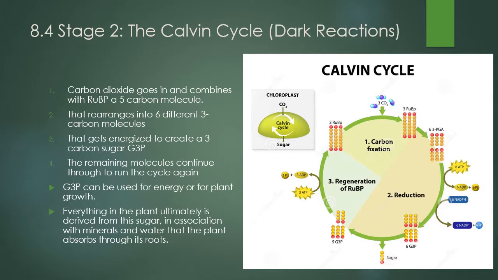Essentially, the main thing to keep in mind is that you're taking in carbon dioxide from the atmosphere, you're rearranging it, and you're coming out with sugar, and that's what's occurring during the Calvin cycle.